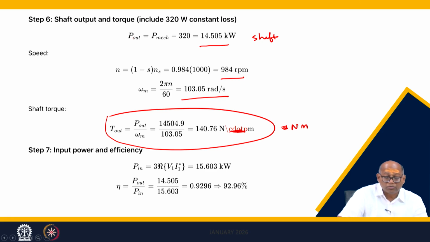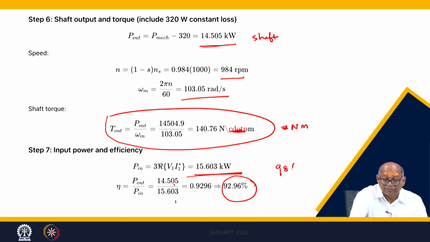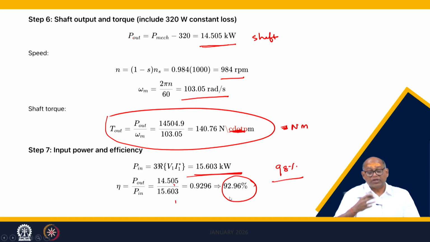Then input power, so what is input power? 3VI cos phi, or 3VI star. So this is the total power input and this is the total power output. Just divide, so efficiency is about 93%. That is less than the transformer, where efficiency is 98%, but in motors there is rotation and magnetizing current etc. But still the motor efficiency is much higher.